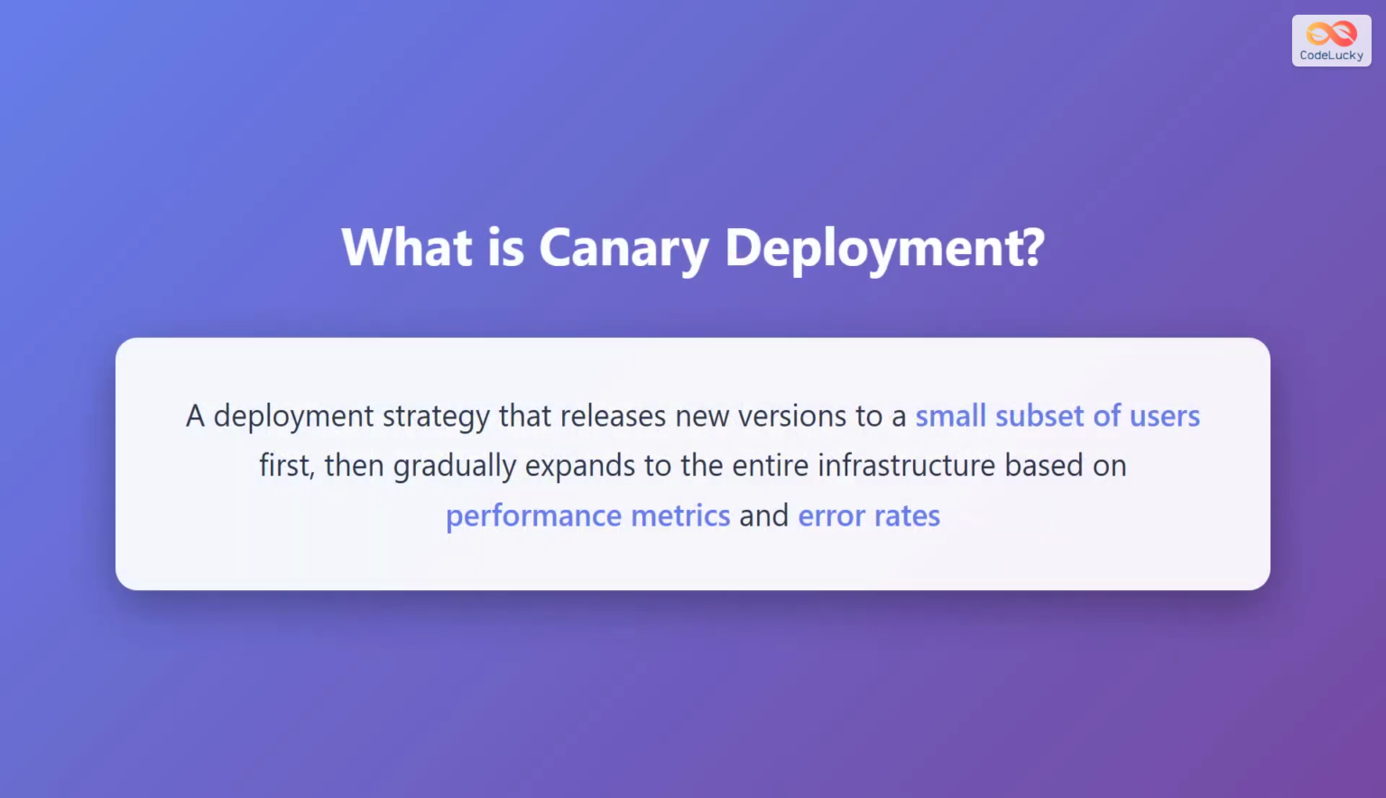A canary deployment is a deployment strategy that releases new versions to a small subset of users first, then gradually expands to the entire infrastructure based on performance metrics and error rates. Instead of updating all your servers at once, you test the new version with a limited audience, monitor how it performs, and only proceed with the full rollout if everything looks good.